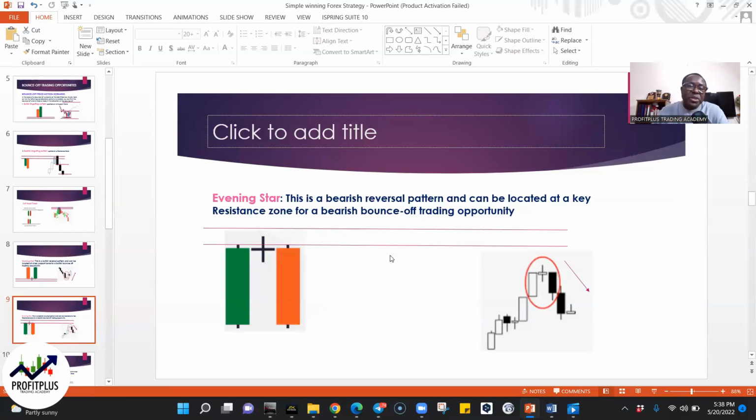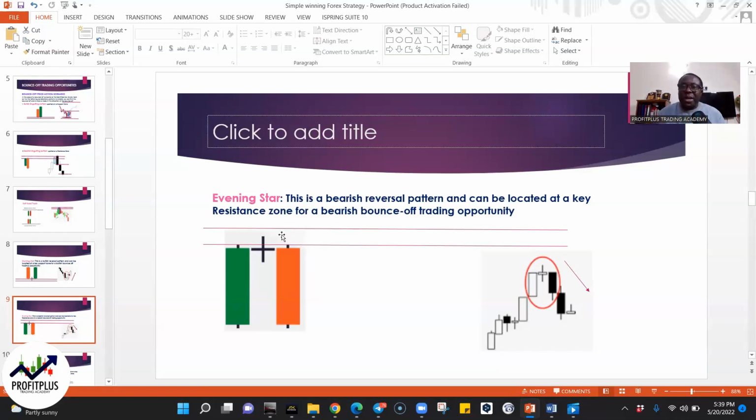The evening star is just the opposite of the morning star. All right, in the morning star you have the bear candle, and of course the evening star is a bearish reversal signal forming at a key resistance zone where price is expected to bounce off. Now I told you earlier on that price may approach that area. If it bounces off and gives you this pattern, it is a signal, it is the confirmation that there is a bounce off. Okay, there may not be a breakout from that particular key level.